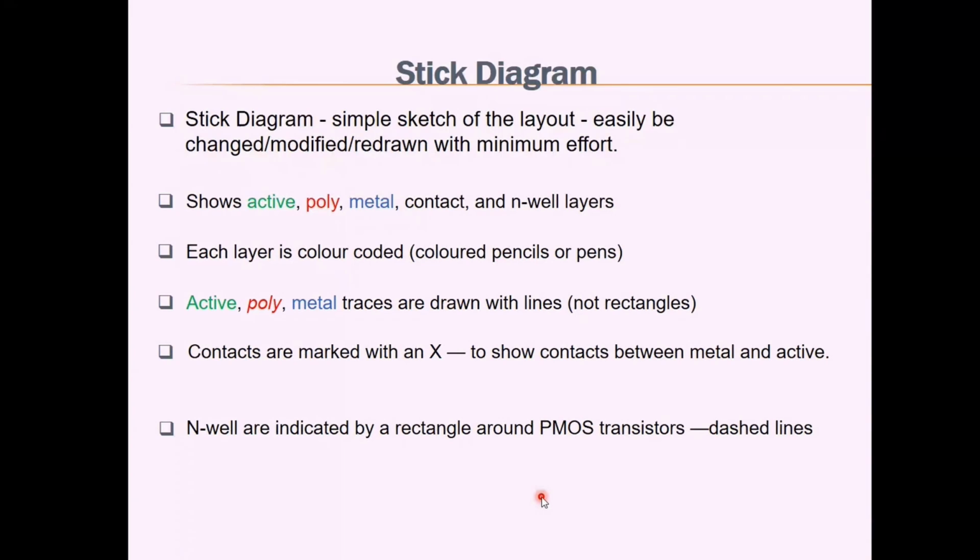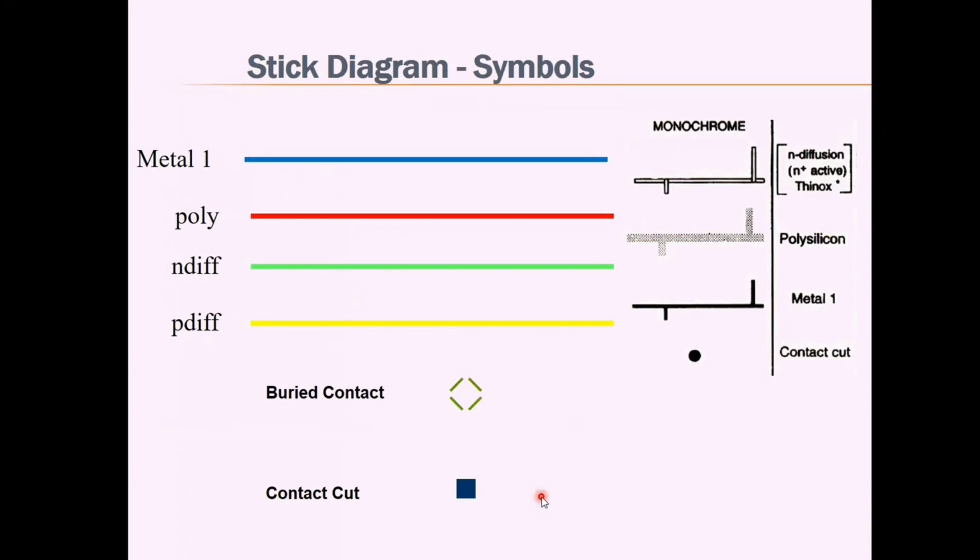N-well is indicated by a rectangle around PMOS transistors. Usually we use dashed lines. These are the symbols we use for drawing the stick diagram. When we are drawing using colored pencils, metal one layer is indicated with blue line, poly with red, N diffusion with green, and P diffusion with yellow.